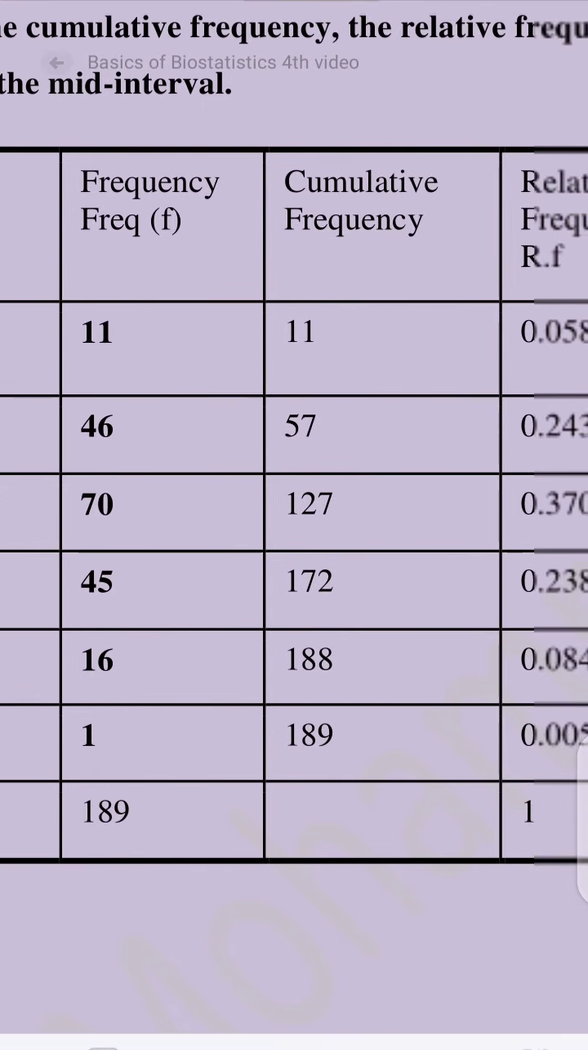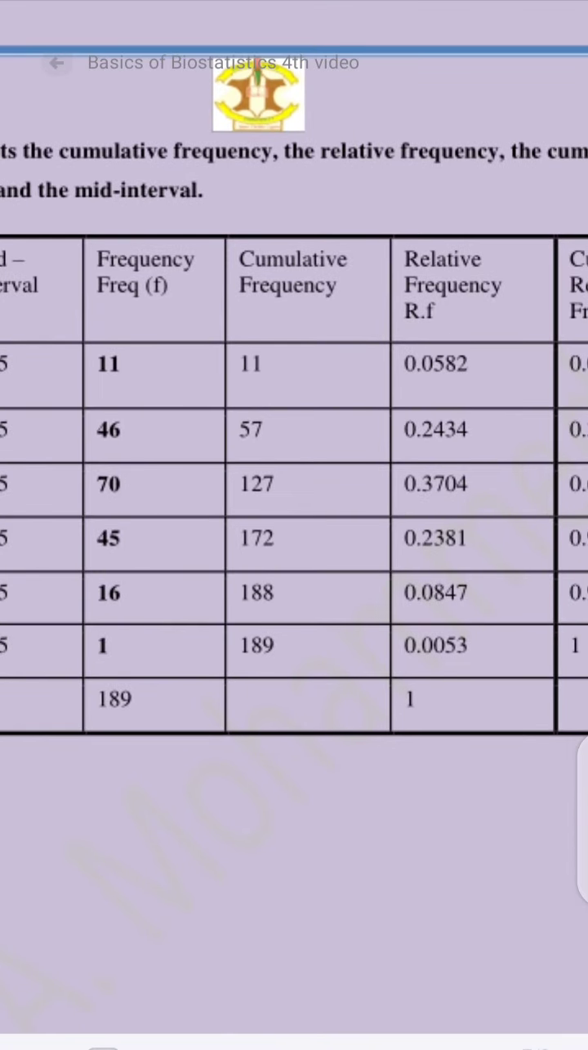So now for cumulative frequency, the first value is 11. The first value is going to be the first cumulative frequency. And now 11 plus 45 is going to give you 56. So you keep adding successive numbers. 56 plus 71 is going to give you 127.